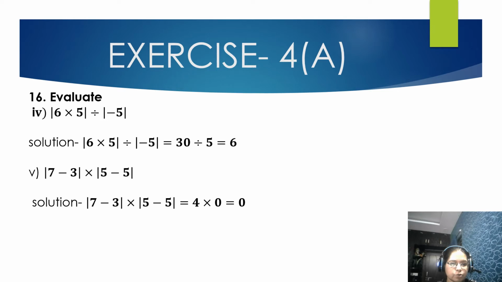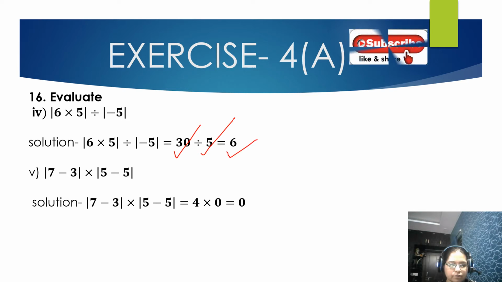Now fourth bit, absolute value of 6 multiplied with 5 divided by absolute value of minus 5. 6 multiplied with 5 is 30, absolute value of 30 is 30, and absolute value of a negative integer is a positive integer, so absolute value of minus 5 is positive 5. So it is 30 divided by 5, which is equal to 6. 30 divided by 5 is 6.